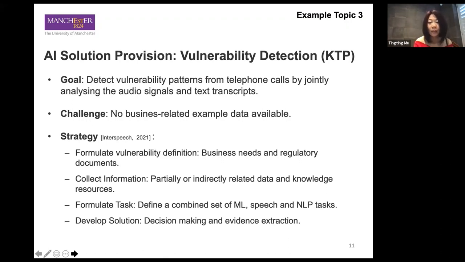Based on it, we collect information, which includes partially or indirectly related data and knowledge resources. Then, based on that, we formulate a combined set of machine learning, speech recognition, and natural language processing tasks. When we develop a solution, we address two things: one is decision making, and the other is evidence extraction, because it's important for a business product not only to make a decision, but also to flag to the customer why it made the decision.